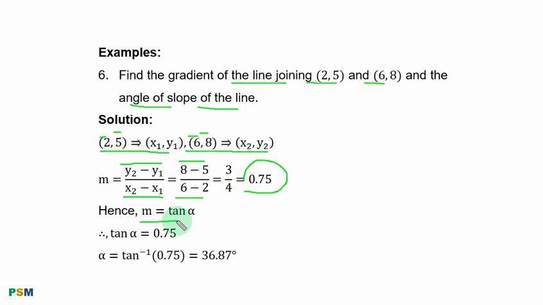Now, the angle of slope: the gradient is equal to the tangent of the angle that the line makes with the positive x-axis. In other words, the gradient m is equal to tan alpha. Therefore, tan alpha is equal to the gradient, 0.75. To get alpha, you take the inverse of tangent of both sides, and that is 36.87 degrees to 2 decimal places.